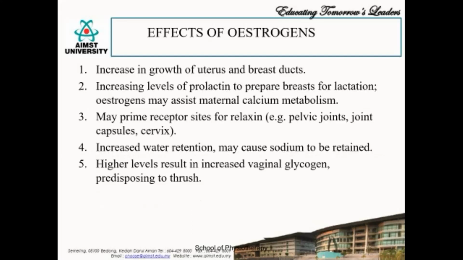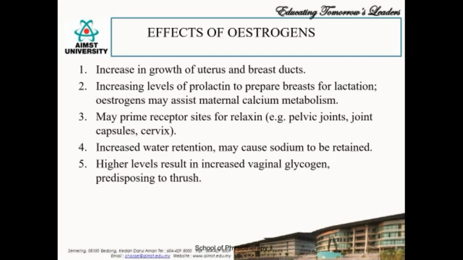Next is estrogen. Estrogen will help to increase the growth of the uterus and the breast ducts. The changes in the breast shape and size are because of this estrogen, and there will be an increase in the levels of prolactin, which is the main hormone for milk production. So the breast is getting ready for lactation. A lot of other activity will be going on, and that is influenced by this prolactin hormone.